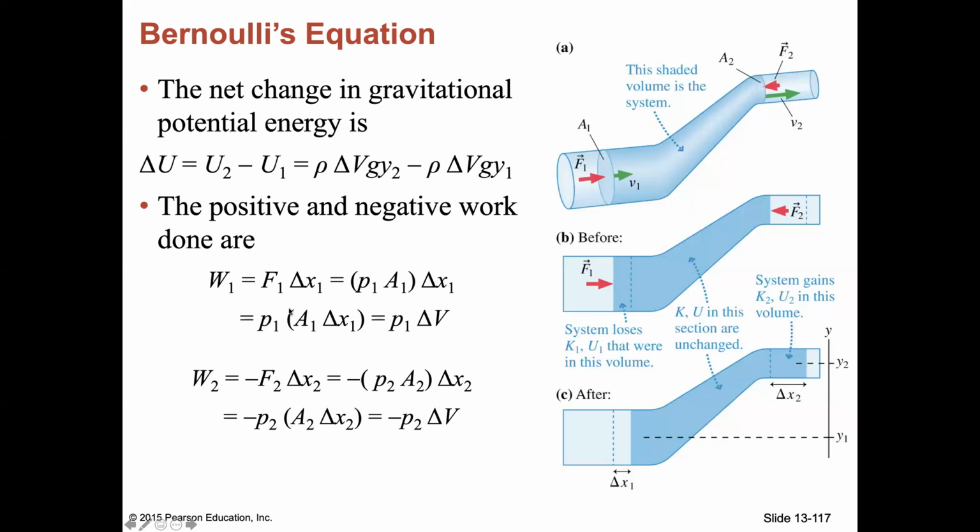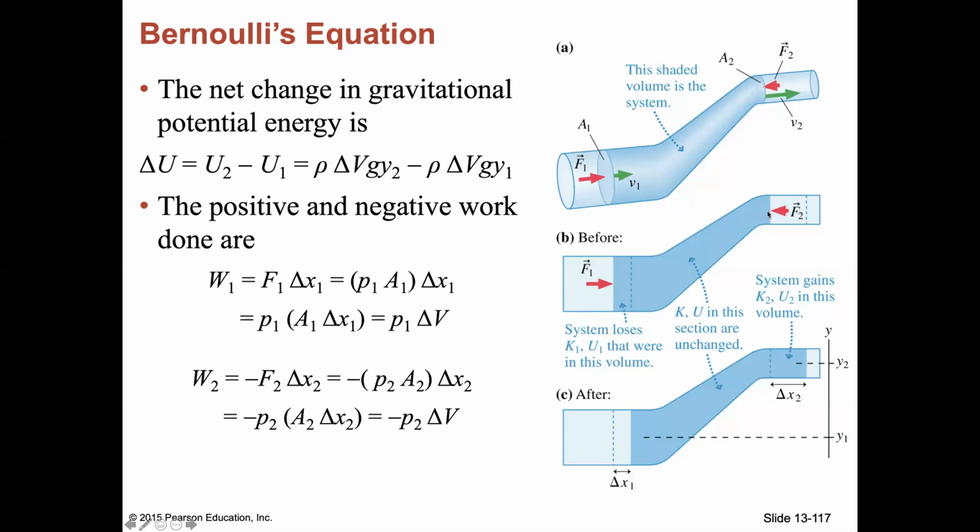A1 is the cross-sectional area of this tube, and delta X1 is the length or displacement of the force. Then A1 times delta X1 results in delta V, which is this part of the volume. The same thing here, F2.